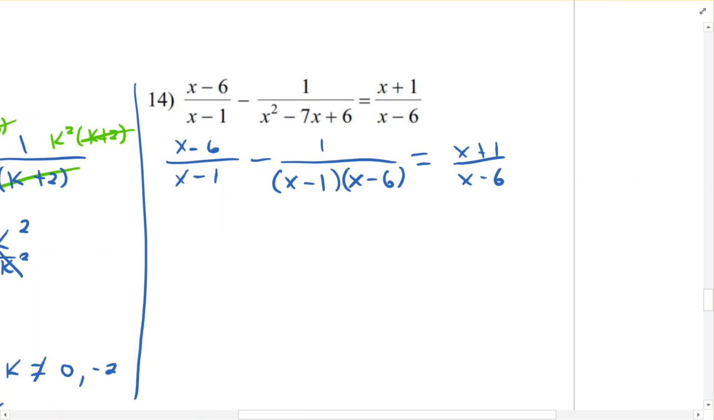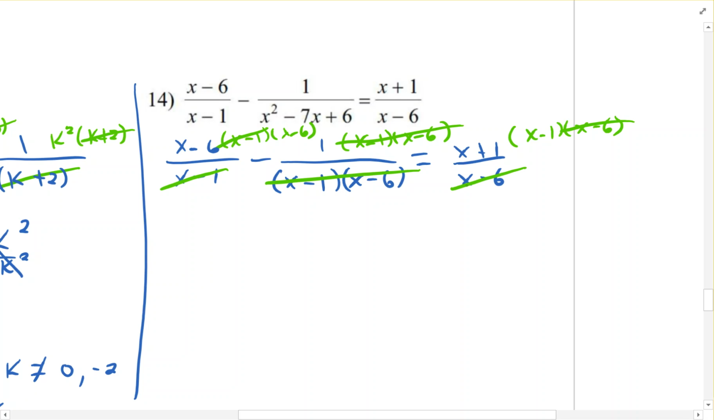So it looks like I need to multiply everything by (x minus 1) times (x minus 6). That's our lowest common denominator. So if we do that, we've got (x minus 1)(x minus 6), (x minus 1)(x minus 6), and (x minus 1)(x minus 6). Okay, cancel what you can. On the left here, I can cancel x minus 1 with x minus 1 there. I can cancel the whole thing in the middle term here. And I can cancel x minus 6 with x minus 6 on the bottom.